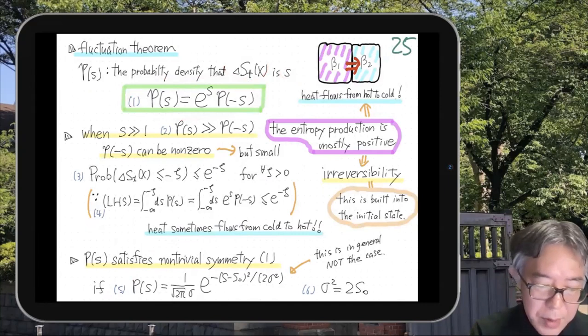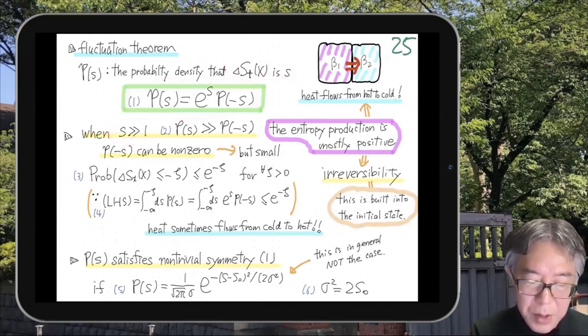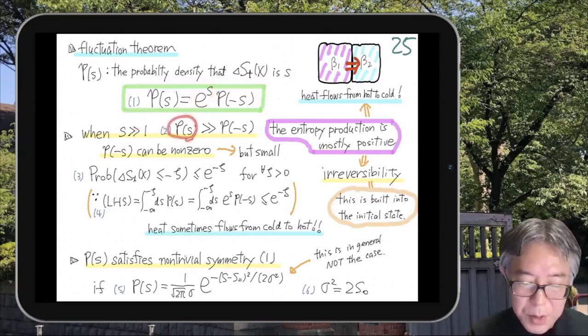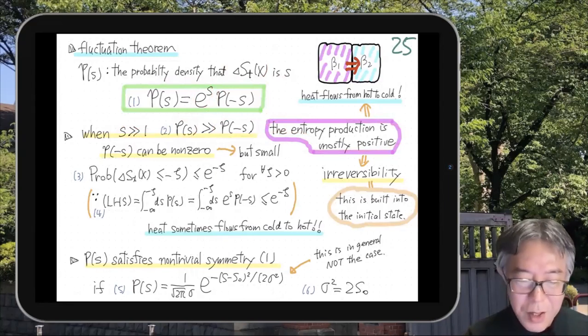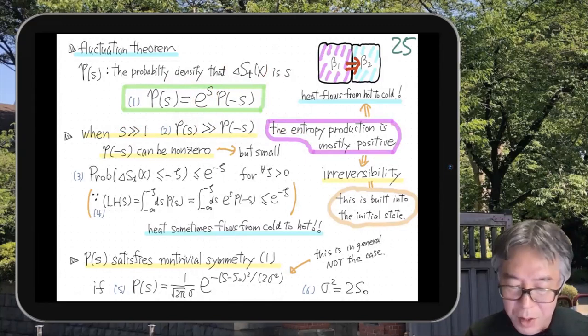First of all, suppose that S is large enough and P_S is not 0. Since this is very large, P_S is much, much larger than P minus S. So this means that S is positive and large, and entropy production is mostly positive. Positive entropy production means, of course, heat flows from hot to cold. We knew this, but this shows that it is very likely that heat flows from hot to cold, not the other way. So this is a sort of description of irreversibility.